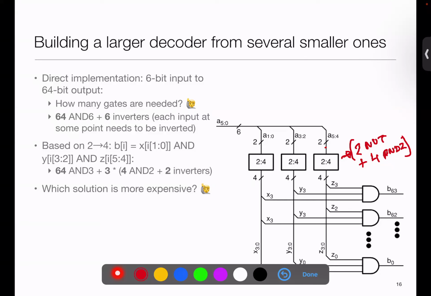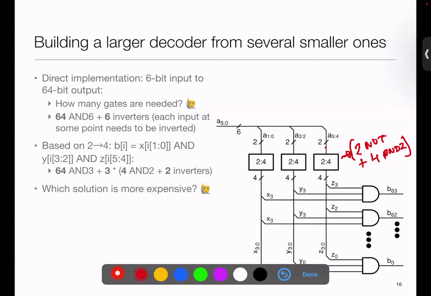Which one do you think is more expensive? Now they have the same number of inverters, so they get chopped out. I have 64 3 input AND gates and 12 2 input AND gates versus 64 6 input AND gates. 64 6 input AND gates is a lot more expensive. Its cost is 64 times 6, whereas the cost of the lower one is 64 times 3 plus 12 times 2, 24. Okay, so a lot cheaper, the second solution.